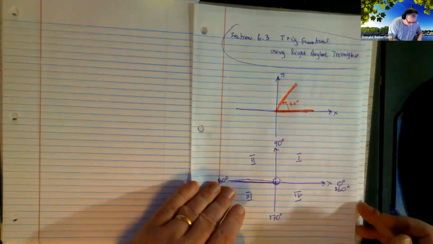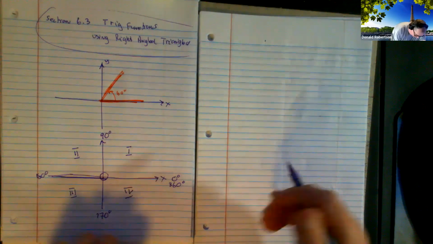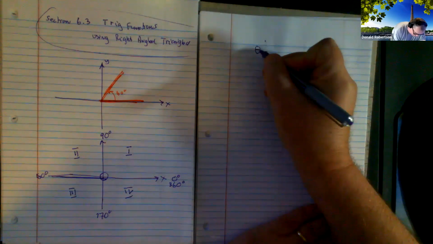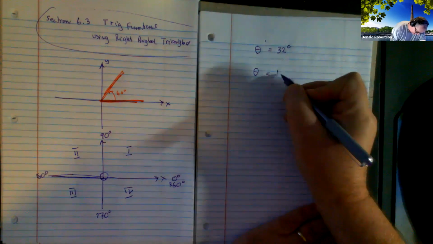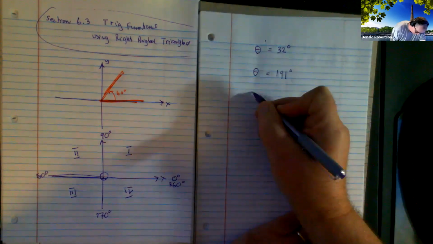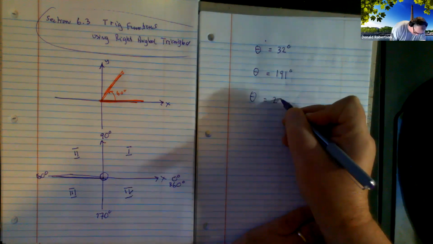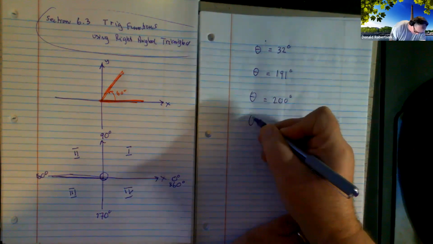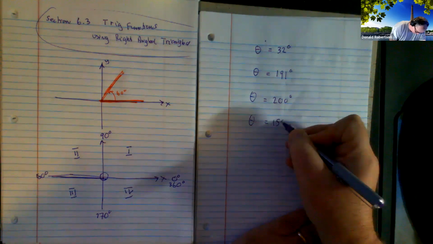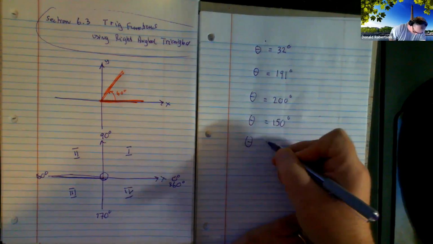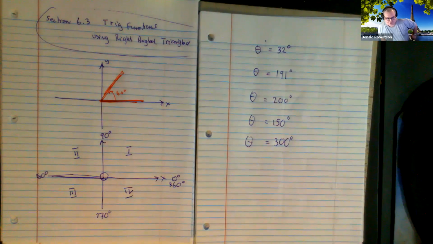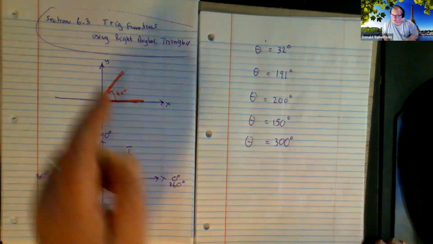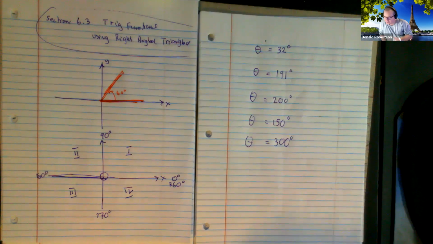So if I said to you, I'm going to draw an angle, I'll call it theta, and it's 32 degrees. And then I'm going to do another angle, and it's 191 degrees. And then I'm going to do another one, and it's 200 degrees. I'm going to do another one, which is 150 degrees. And lastly, I'm going to do one more, and it's 300 degrees. You should be able to tell me which quadrant the second arm would be in. So let's see what that is.